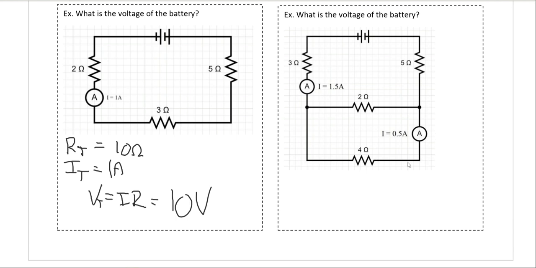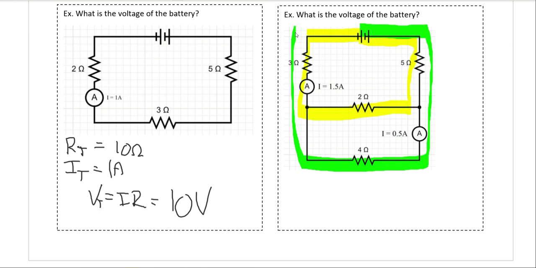So I'm going to start by looking for loops. I want to find loops. There are two loops. There's this loop here in yellow, and then there's this loop here in green. And if I can find the voltages across any components, either in my yellow loop or my green loop, I can get this solved. Something that I like here is this current is 1.5 amps.